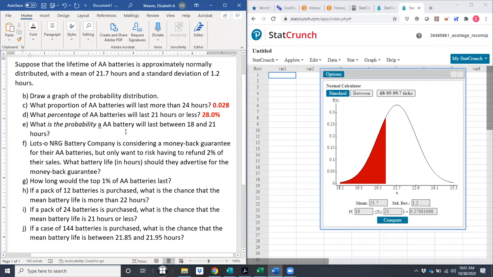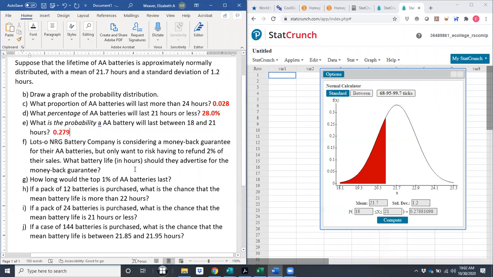But that's okay. So what's the probability? Again, same idea: proportion, percentage, probability. They're all finding area. So what's the probability that a AA battery will last between 18 and 21 hours? Well, we're just going to do this to 3 decimal places. So 0.279. And bold red. There we go. All right. Oh, I made that so I didn't have to scroll. Put it back. There we go.